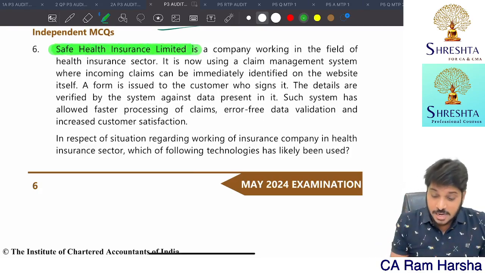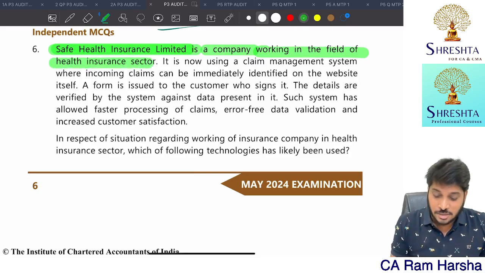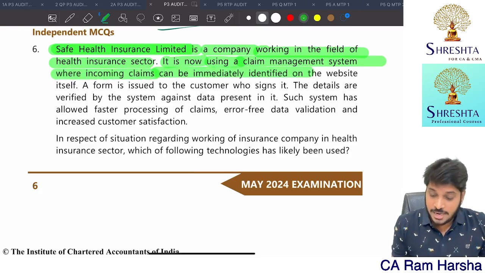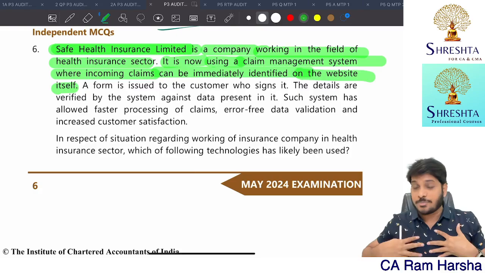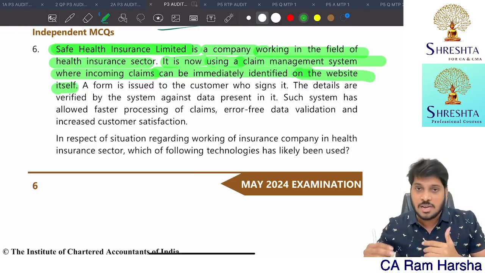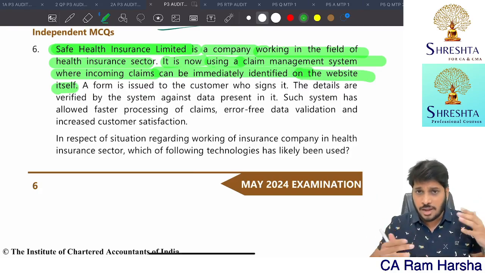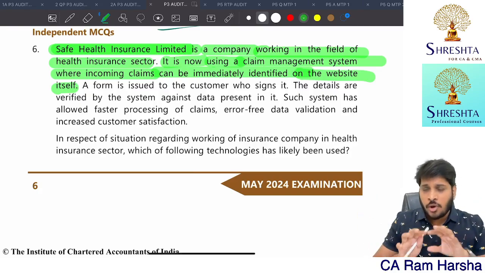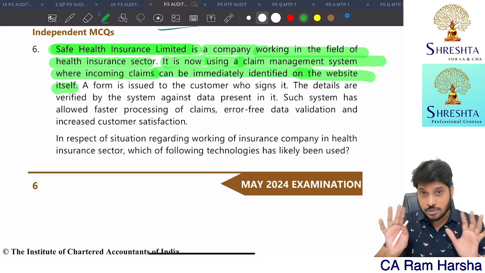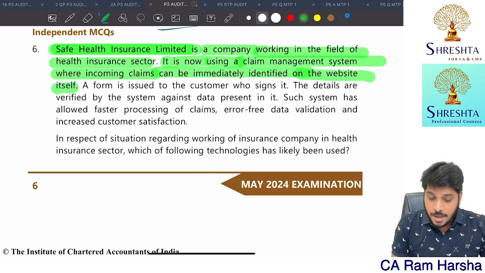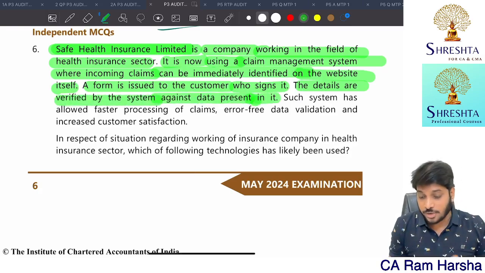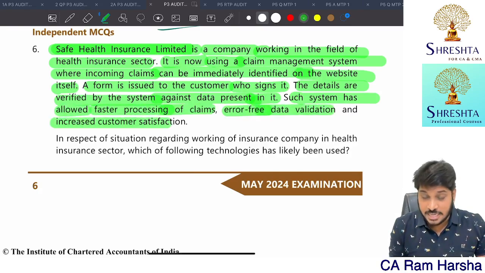Safe Health Limited is a company working in the field of the health insurance sector. It is now using a claim management system where incoming claims can be immediately identified. It's an insurance company, on the website itself. Suppose I took vehicle insurance, and suddenly my vehicle met with a small accident, so I want to lodge a claim for the vehicle repair. I opened the website of the insurance company and uploaded the photos of the vehicle. A form is issued to the customer who signs it. The details are verified by the system against the data present in it. Such a system has allowed faster processing of claims, error-free data validation, and increased customer satisfaction.